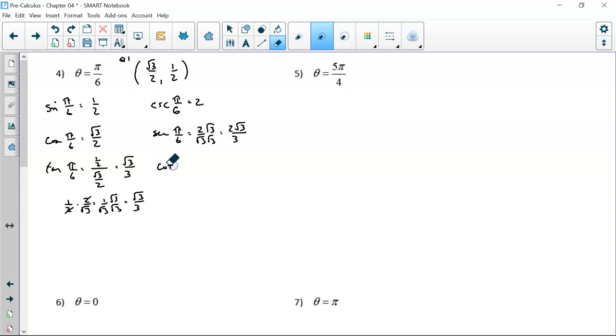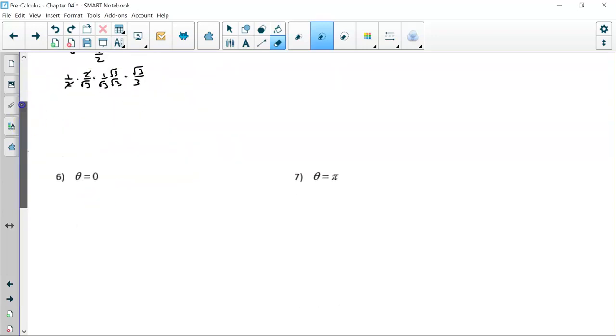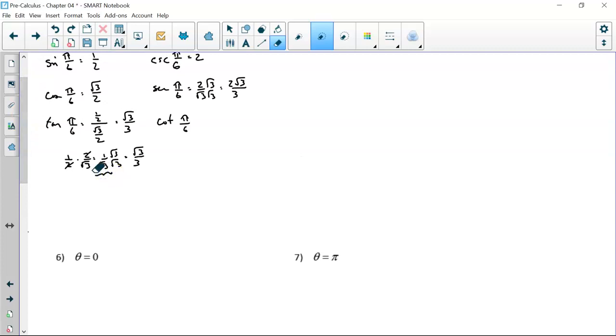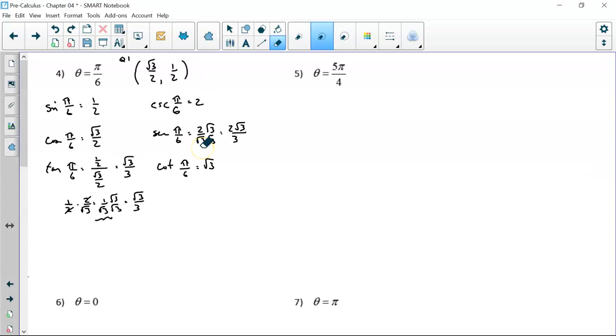And our cotangent of pi over 6. Now, if you look, before I rationalized, I ended up with 1 over root 3. Now, the reciprocal of that is easy. It's just going to be root 3. And there's my values. For 5 pi over 4, anytime I see a pi over 4, I know it's going to be at root 2 over 2, root 2 over 2. Now, 5 pi over 4 is going to be in quadrant 2. Once I know that, I know both of the signs are negative.